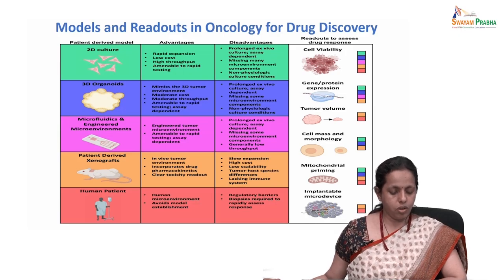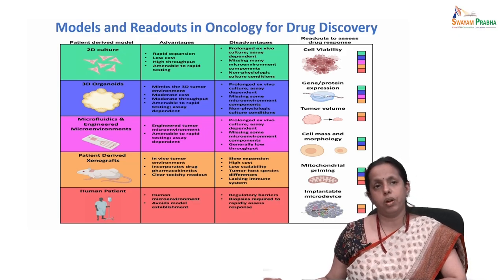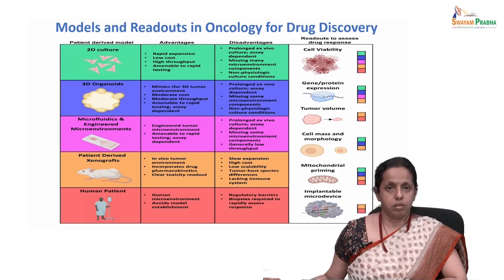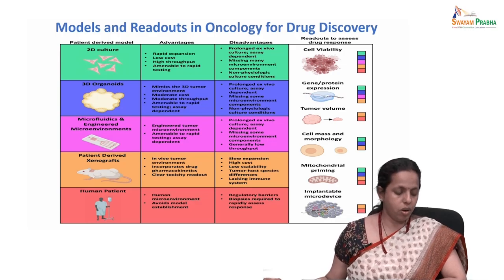Then you have organ-on-chips, which are very widely used nowadays. They can go for high throughput sometimes, but not always.